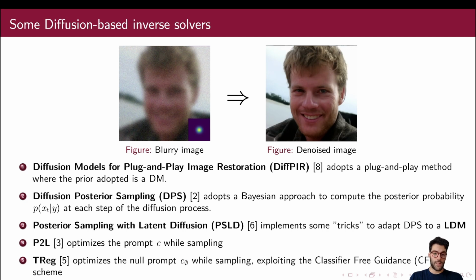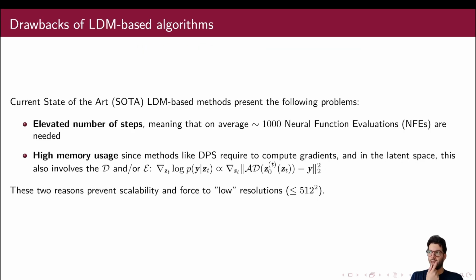There are a lot of works that have been using diffusion models and latent diffusion models to solve inverse problems. Here I listed some of the more famous ones. We can see that a lot of them are based, for example, on the idea of DPS, to take gradients in a latent space. And this is important because these approaches have big drawbacks.